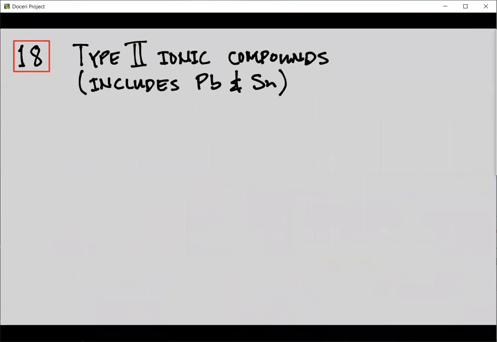All right, and now we're going to get into the type 2 ionic compounds. Type 2 ionic compounds contain transition metals. Those are the elements in the middle of the periodic table. And we're also including lead, Pb, and tin, Sn. Lead can have a +4 charge or a +2. Same thing with tin, you can have Sn4+ or Sn2+.